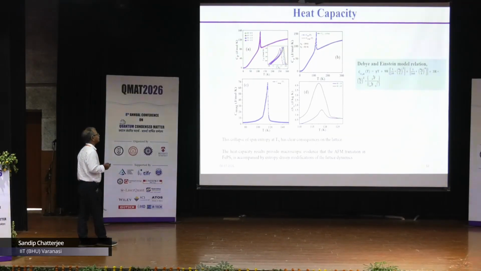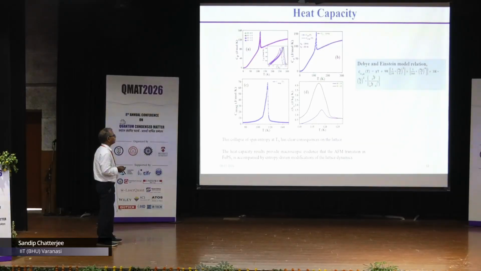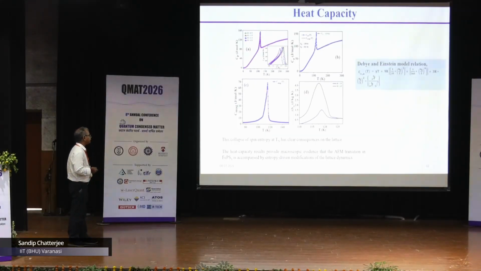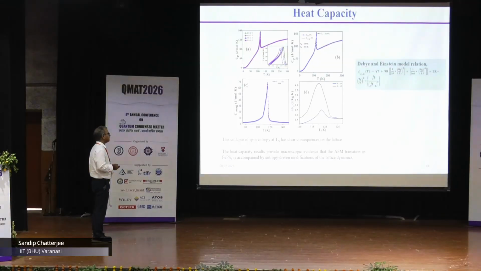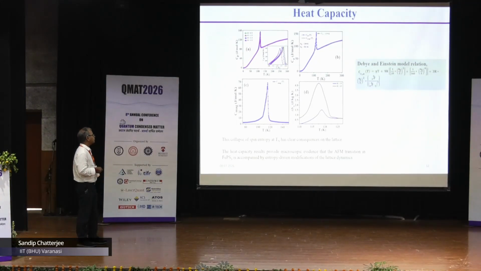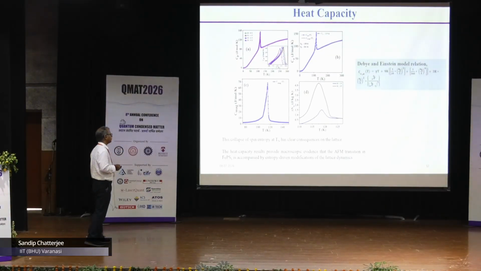And we have fitted this curve to determine the electronic part and the phononic part, considering the Debye and Einstein model relation, and we subtracted that from the specific heat data. We found the magnetic contribution in the specific heat, and there is a sharp peak at the transition temperature of 119 Kelvin. So it suggests that there is a collapse of the entropy when it moves toward the antiferromagnetic state.